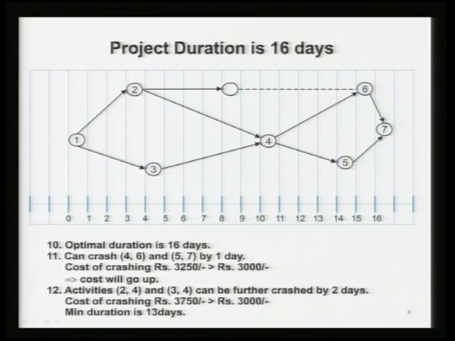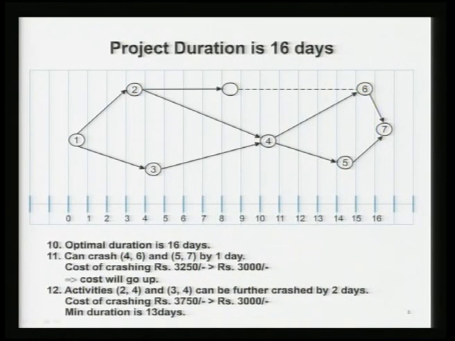So, therefore, this is the pair, because this has minimum cost among all the pairs that you can reduce. But the cost of crashing now is rupees 3250, which is more than the overhead cost. That means your reduction will be 3000, but your direct cost will go up by 250 more. So, therefore, we know that 16 days is the optimum duration of the project, because now any set of activities that you crash, the rate of crashing is more than the overhead cost. So, therefore, the cost will go up.